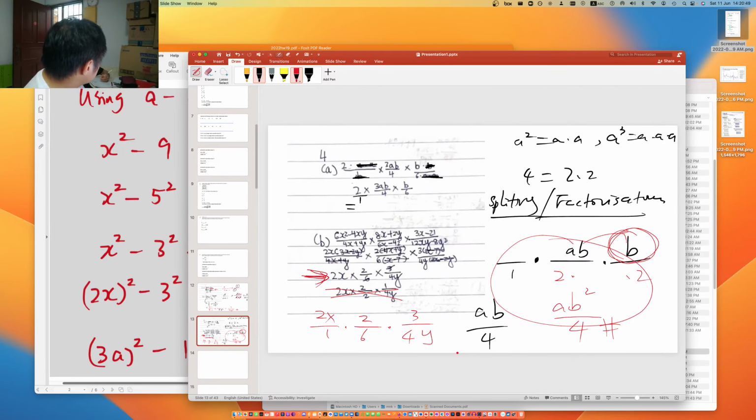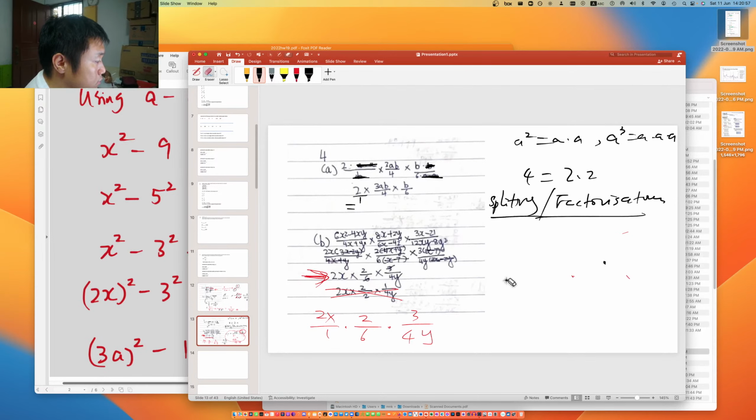Quick one, done. You cannot be so slow, because this is simple mathematics only. Just if you see similar term, top and bottom just cancel.